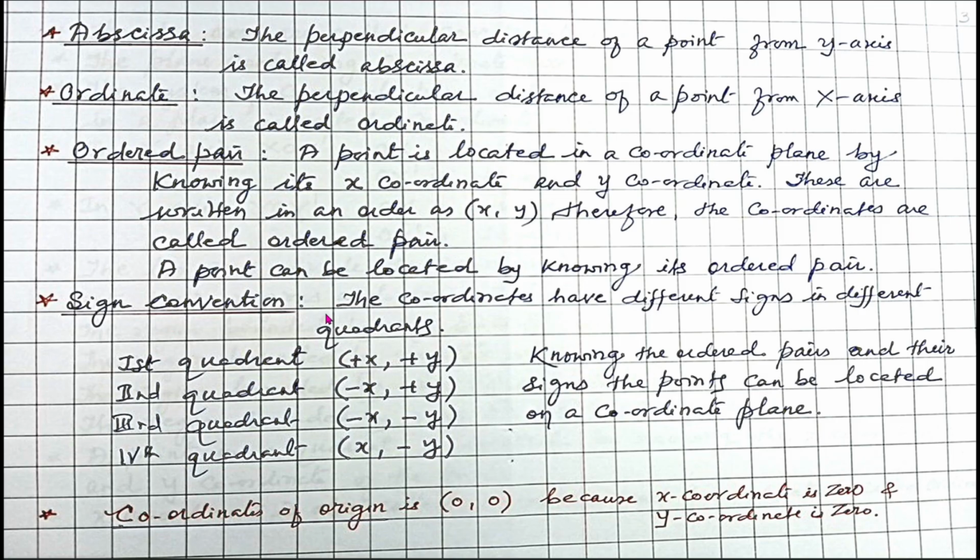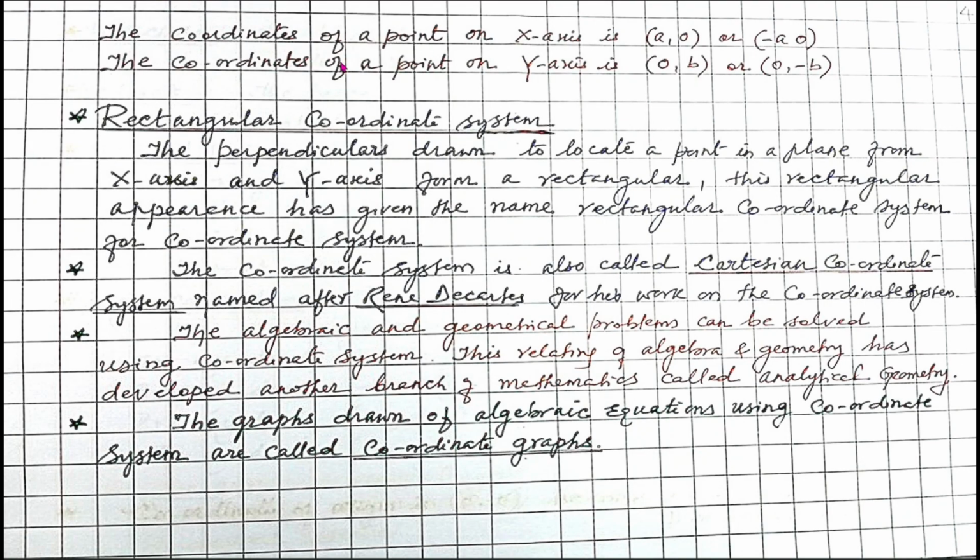Remember that. Now, sign convention. The coordinates have different signs in different quadrants. In the first quadrant the sign convention is plus x, plus y; second quadrant minus x, plus y; third quadrant minus x, minus y; and fourth quadrant plus x, minus y. Knowing the ordered pairs and their signs, the points can be located in a coordinate plane. Now, the coordinates of the origin are x equals 0 and y is also 0. So please remember that.